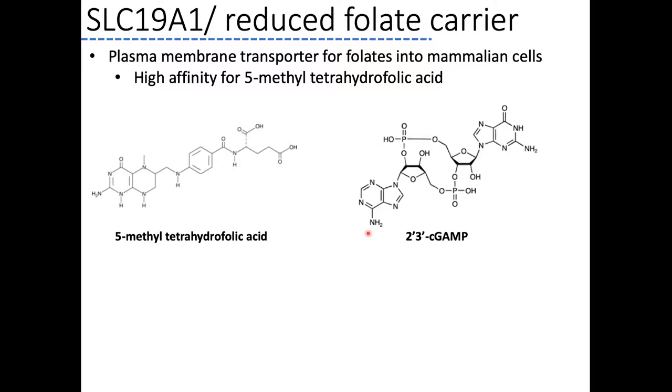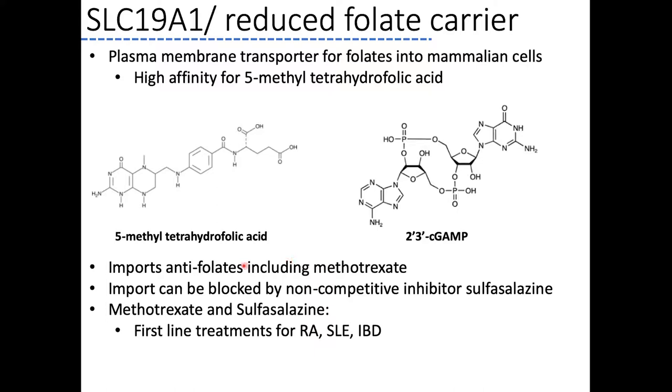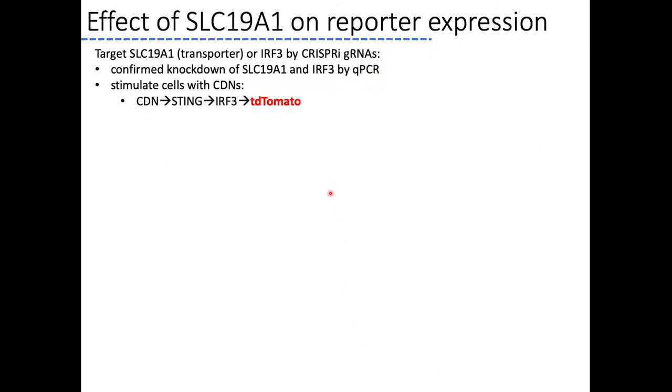So then other things that we need to know about SLC19A1 is that it imports antifolates, including the drug methotrexate, and its import can be blocked by the non-competitive inhibitor called sulfasalazine. And both methotrexate and sulfasalazine are first-line treatments for a number of inflammatory diseases, including rheumatoid arthritis, SLE, and inflammatory bowel disease.